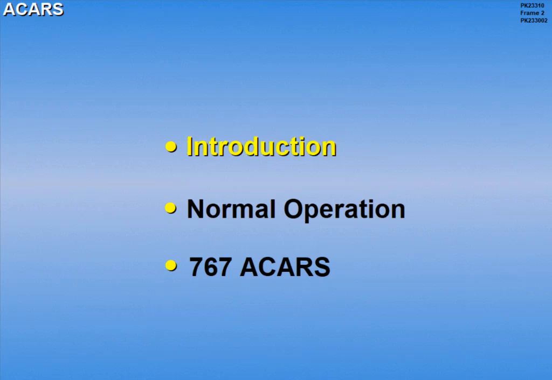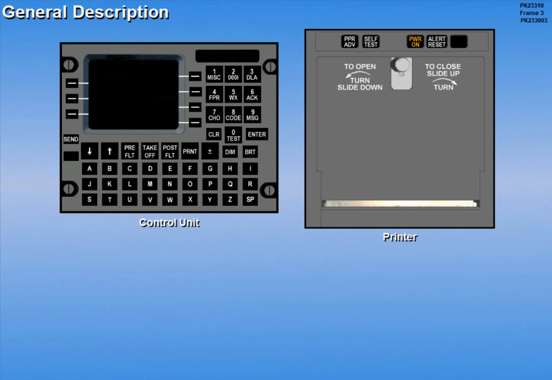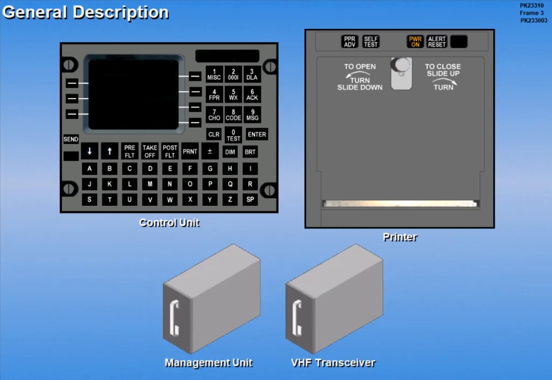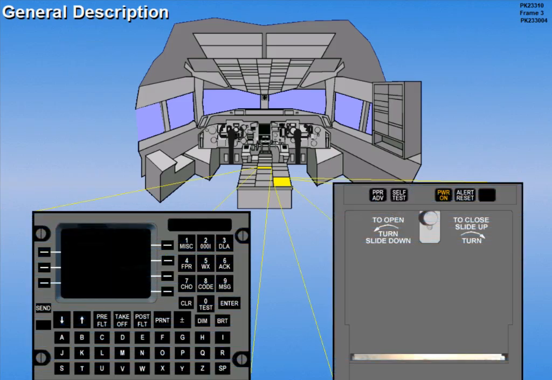Let's begin with the introduction. The ACARS system consists of a control unit, a printer, a management unit, and a VHF transceiver. The ACARS control unit and its printer are both located on the pedestal.